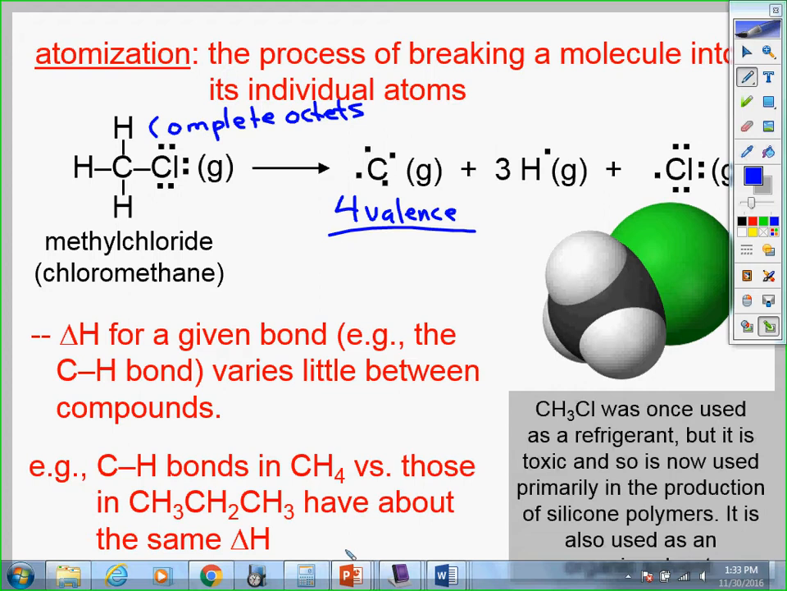All right, methyl chloride, or chloromethane. We kind of know how to name that already. Delta H for a given bond: the C-H bond varies little between compounds. C-H bonds in CH4 versus CH3 and CH2 have about the same delta H.